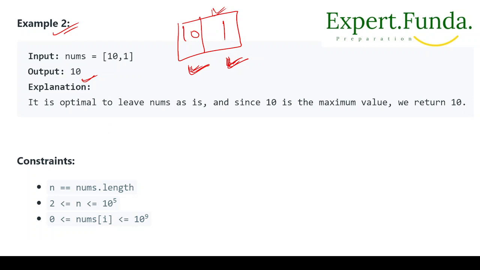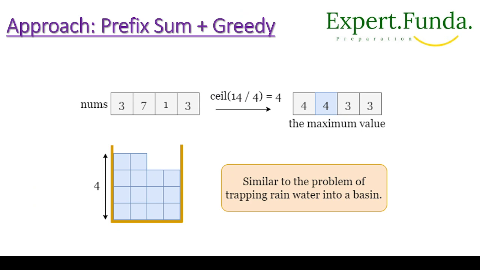Or you can say if you do the operation here, you increment only this position, so the maximum value is 10 after performing the operations. Now we will think about the approach called prefix sum plus greedy approach. In this approach, we will subtract the value from one number and increase another number.